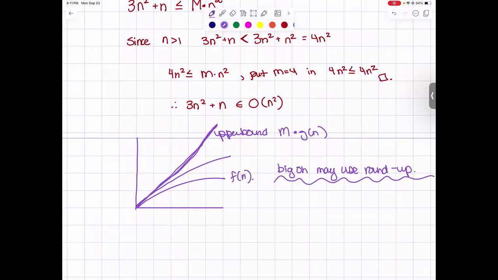Okay, so that is our second exercise. And after that, we are going to take a look at the big omega factoring out tricks.